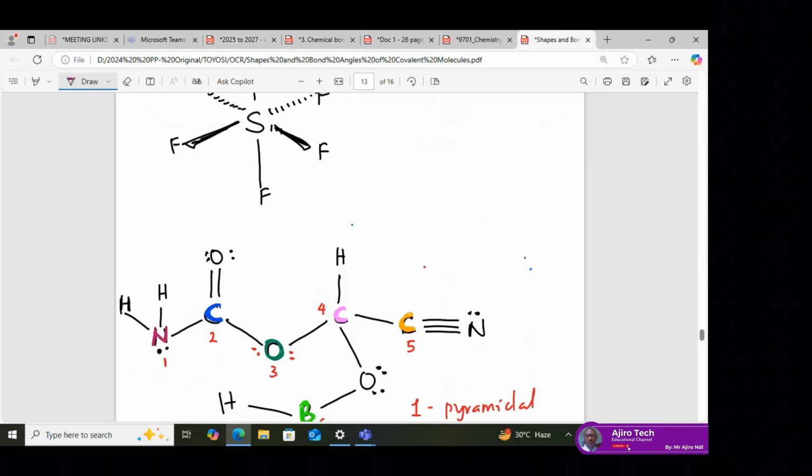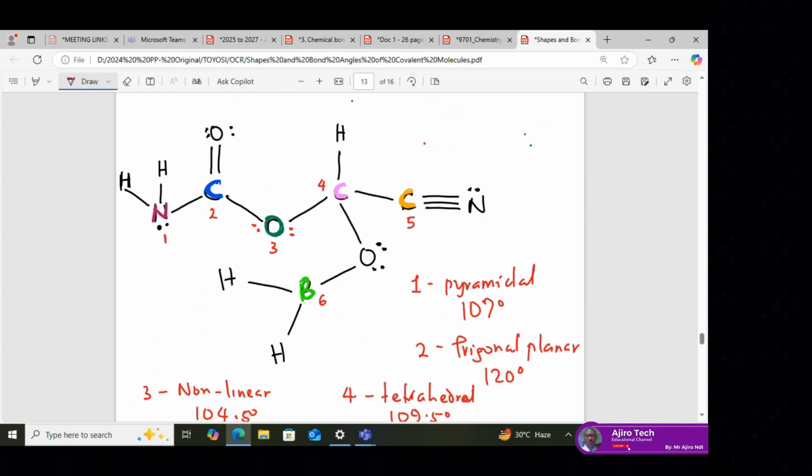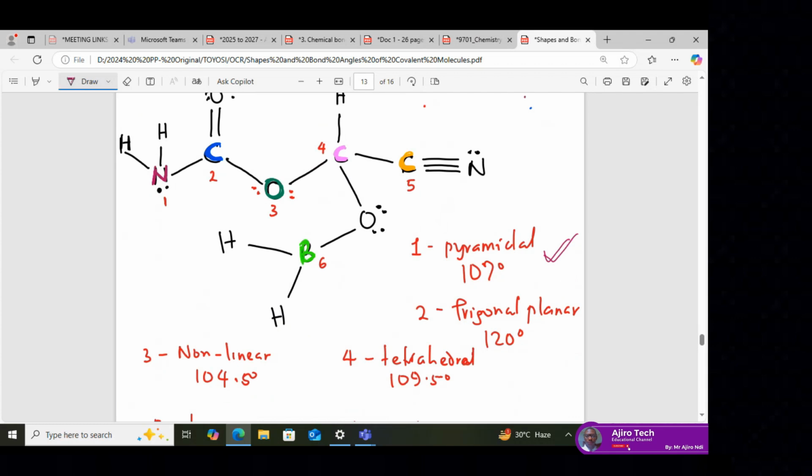Now come and see this. Look at number 1: nitrogen has three bond pairs and one lone pair. Number 1 is pyramidal, bond angle 107. I'm reading the answer here. Number 2, carbon has three centers of bond pair and no lone pair, so it is trigonal planar at 120 degrees. Number 3, oxygen has two centers of bonding pair with two lone pairs, so it is non-linear or bent, 104.5 degrees.